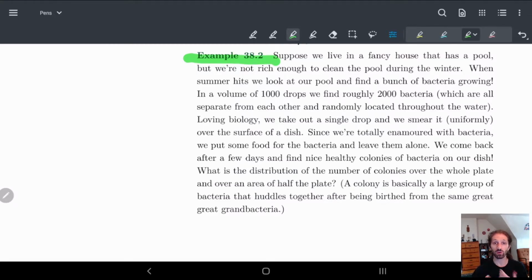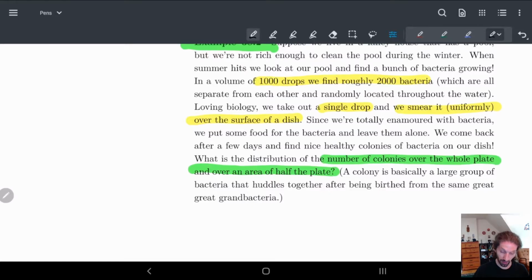And the question is asking, what is the distribution of the number of colonies over the whole plate and over an area of half the plate? So let's look at some of these points. I have 1,000 drops, which gives me 2,000 bacteria. I take out a single drop and smear it uniformly over the surface of a dish. And we want to know the number of colonies over the whole plate and over an area of half the plate. Notice there's a lot of words, but there's not that much information here. So let's break this down and figure out what we're doing.